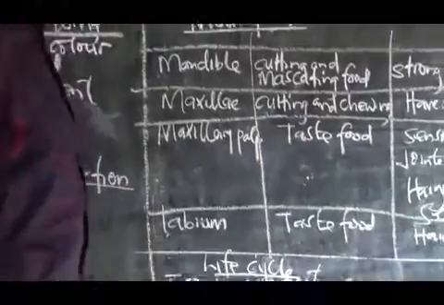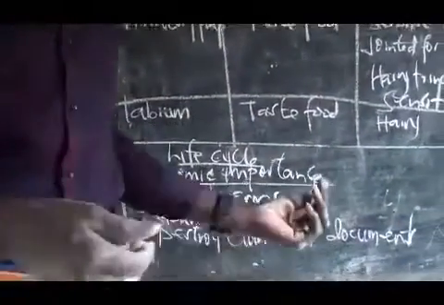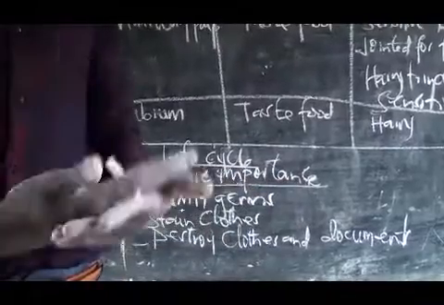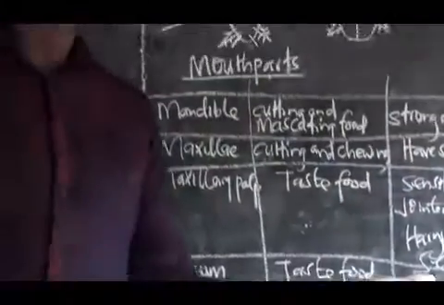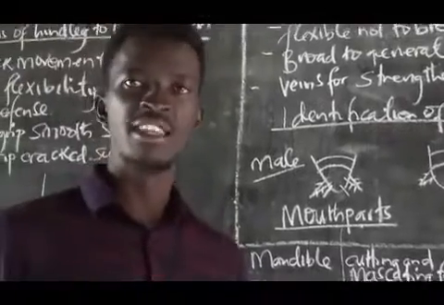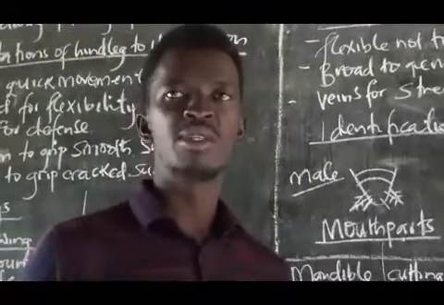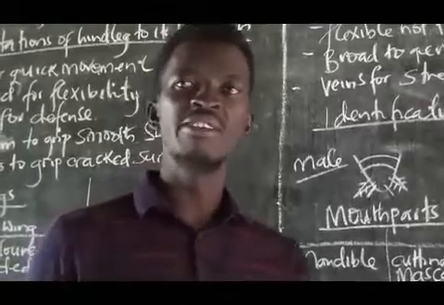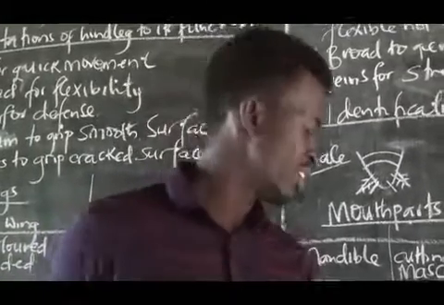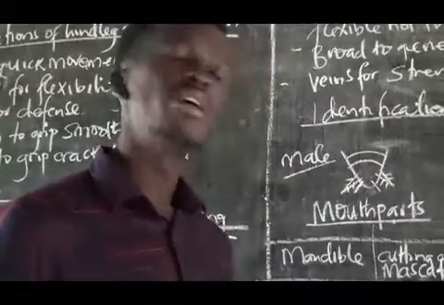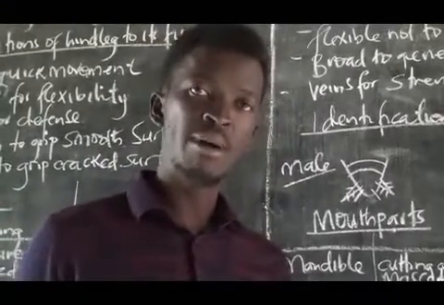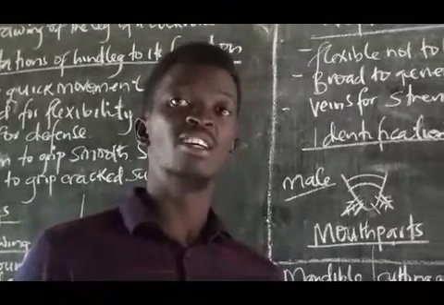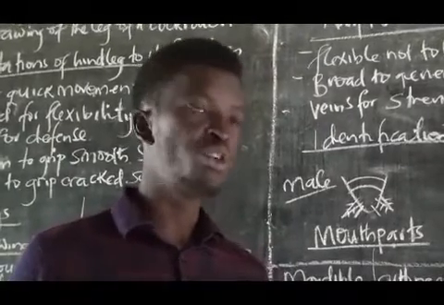We look at the economic importance of the cockroach, and of course we say that it transmits germs. Remember, most of the time these cockroaches stay in dirty places, like the pit latrines. Most of them stay there. So when they move there and they are covered with germs, and then they come to our food in the house, they actually transmit germs that cause diseases. Their fecal particles contaminate dirty surfaces and clothes and even documents.